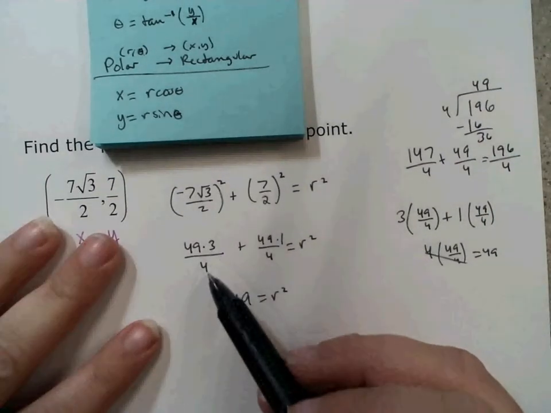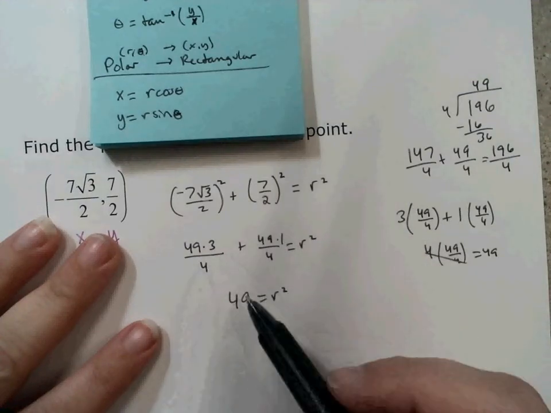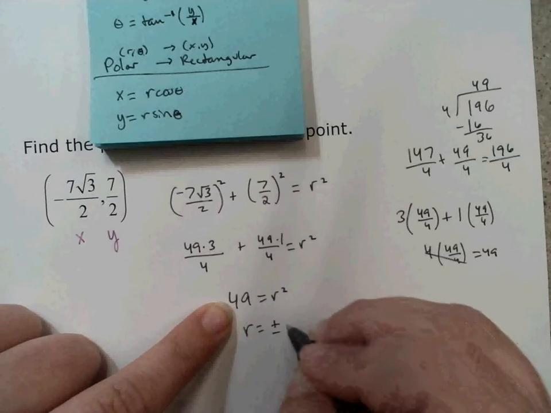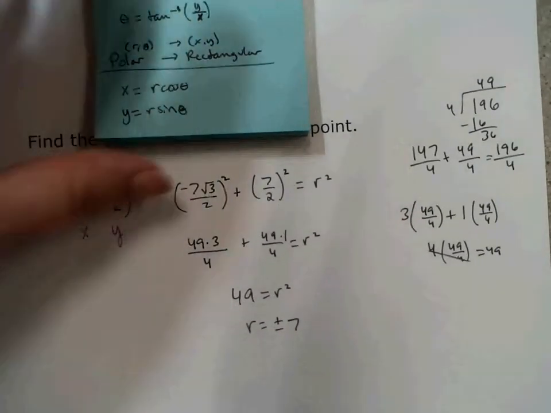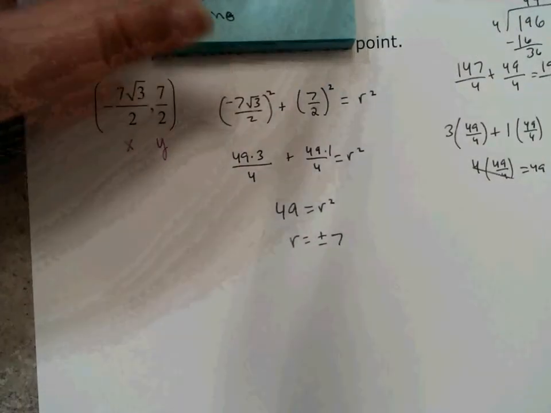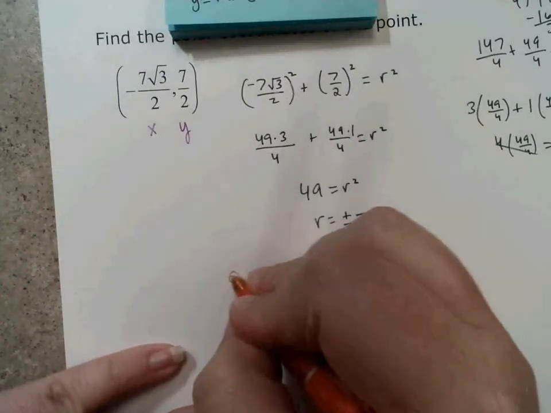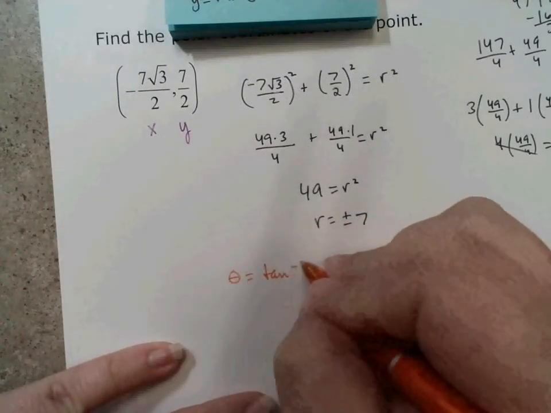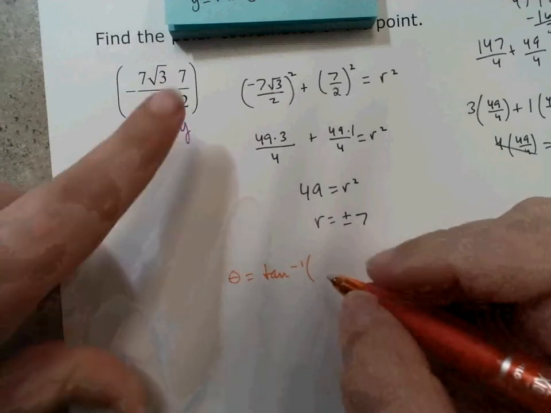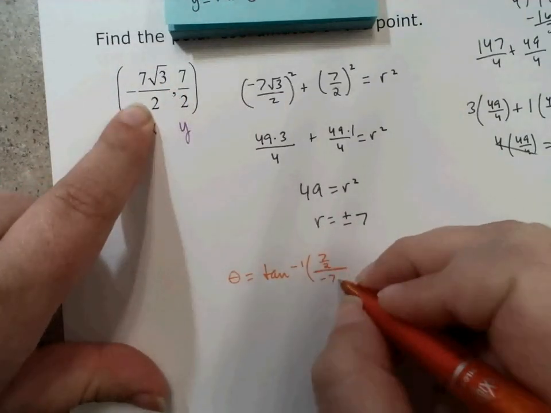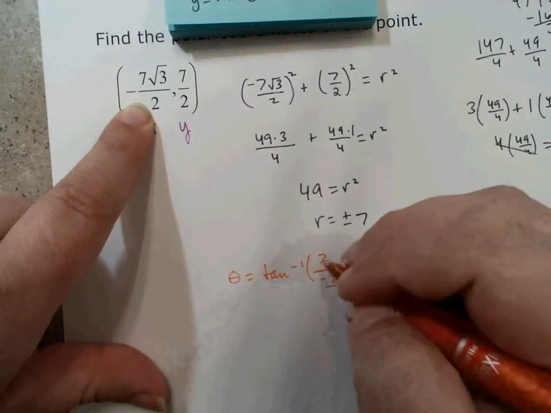But if you recognize these patterns, it makes it a little bit easier yourself. 3 of them plus 1 of them is just 4 of them. Okay, so that means r could be plus or minus 7. So now we need to find the theta. I know that theta equals tan inverse of y divided by x, so y divided by x.